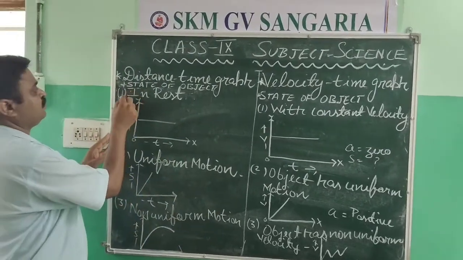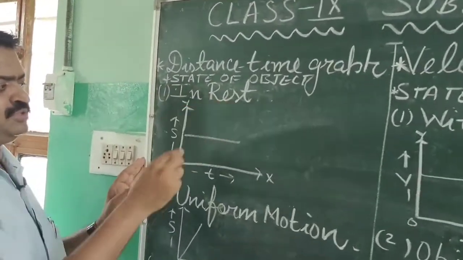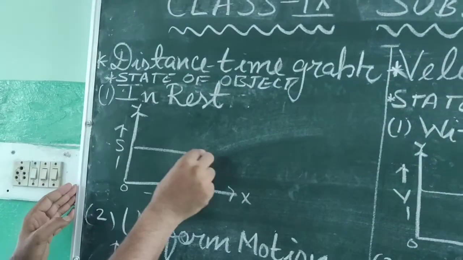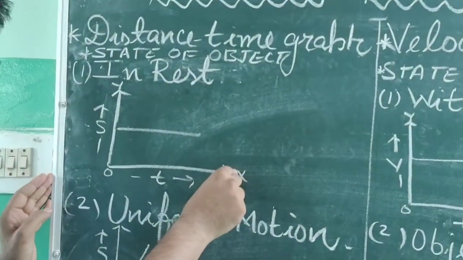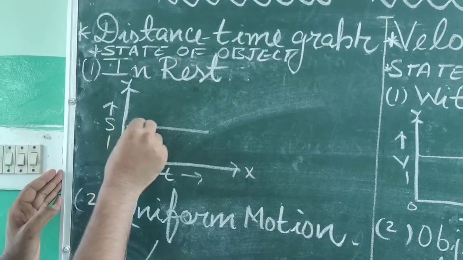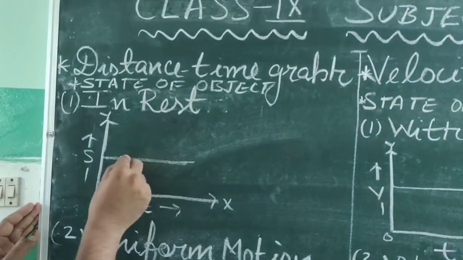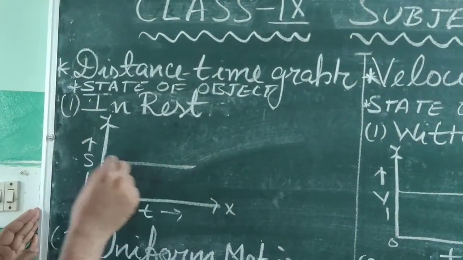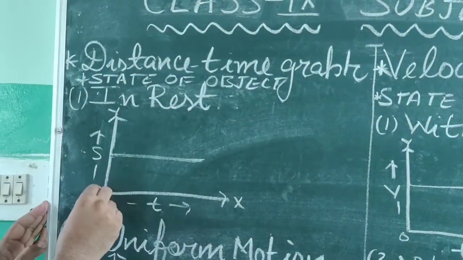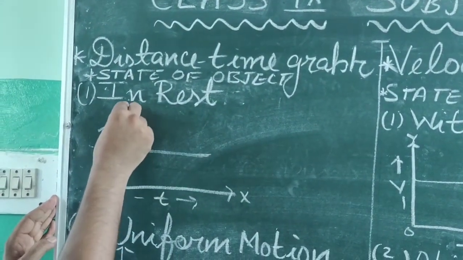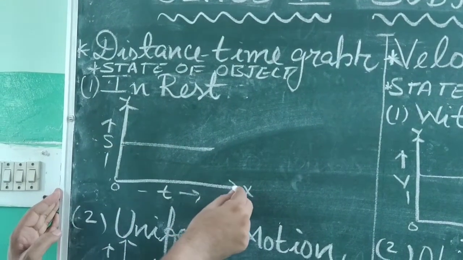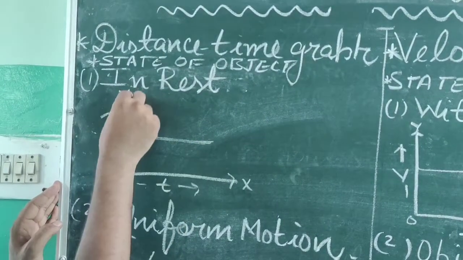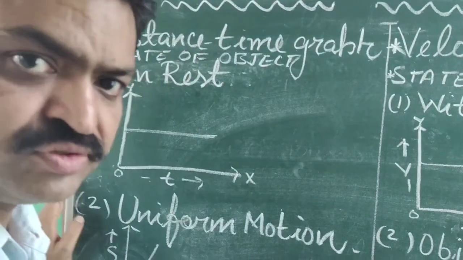Like student, if the object is in rest position, then the graph that we will get will be parallel to the time axis. It means the object will not cover any distance and it will remain in the same place. That's why we get the graph in parallel form. It is about the rest. This y-axis indicates distance and this x-axis indicates time. Now the time is increasing but the object is not changing its position, students.